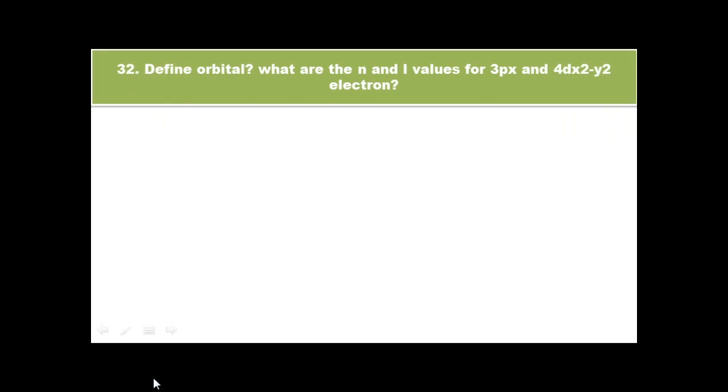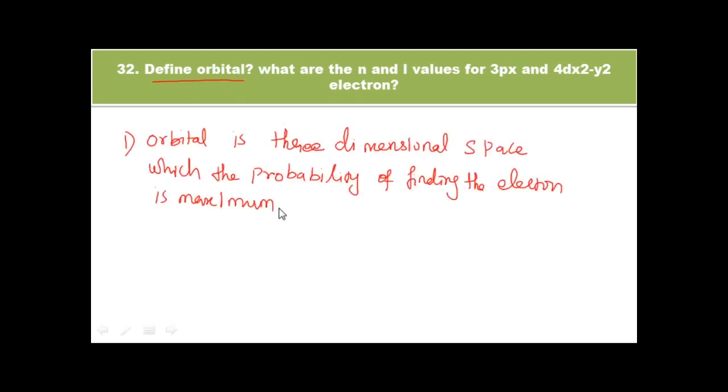The next question, question number 32: define orbital. What are the n and l values for 3px and 4dx squared minus y squared electrons? So the first answer: define orbital. What is an orbital? An orbital is the three-dimensional space in which the probability of finding the electron is maximum. And then what are the n and l values for 3px and 4dx squared minus y squared electrons?